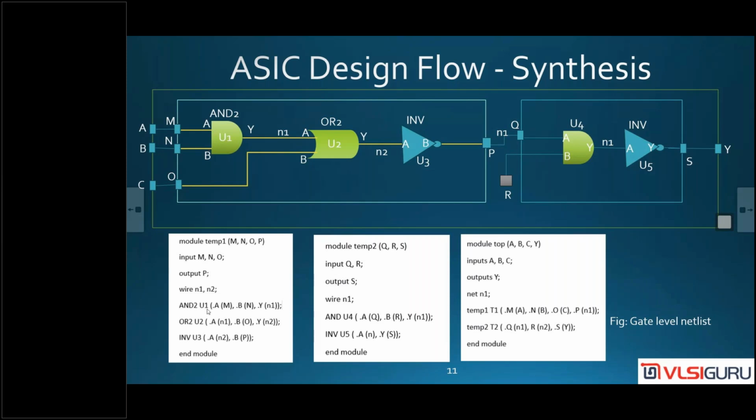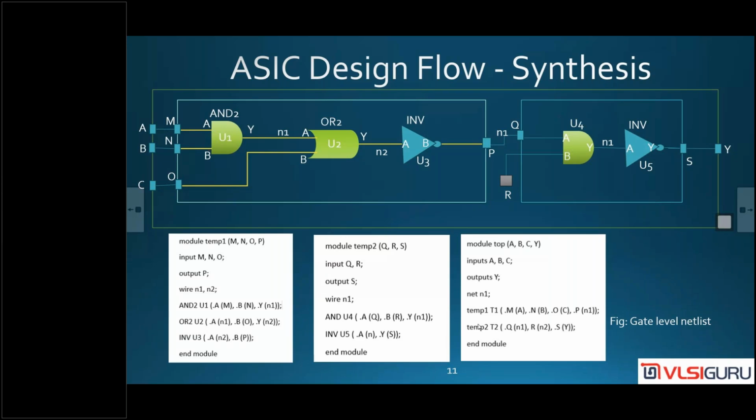Here I have two blocks. Two blocks have been what? Integrated now. Yes, you got it. What is a gate level netlist? You can see temp1 and temp2 are the two blocks. Temp1 and temp2, they are integrated here.